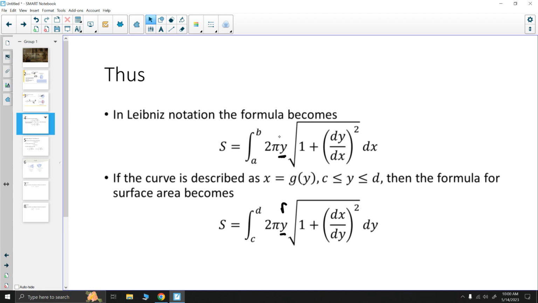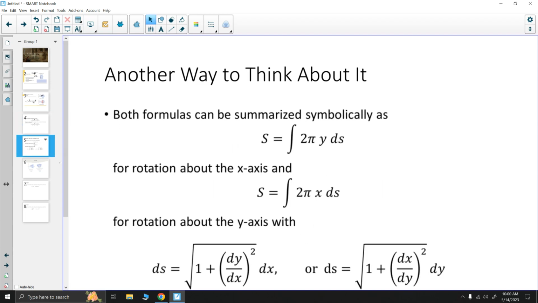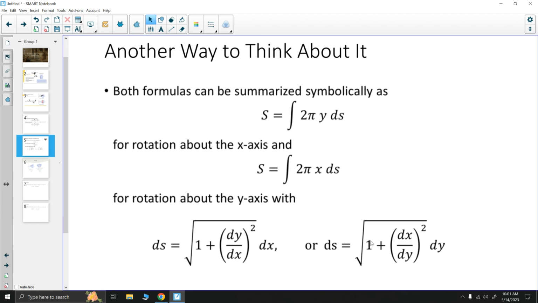That's kind of the biggest thing we need to think about. Beyond that, the radius needs to be in the unit that we're dealing with here. So in this case, this y here, we called this f of x earlier. In this case, if we're doing it with respect to dy, if our radius is y, then we just leave it as y. No need to turn it into some function of x. Okay. So essentially, another way to think about this is both formulas can be summarized symbolically as the surface area is equal to the integral of 2 pi y ds, where ds is the arc length.